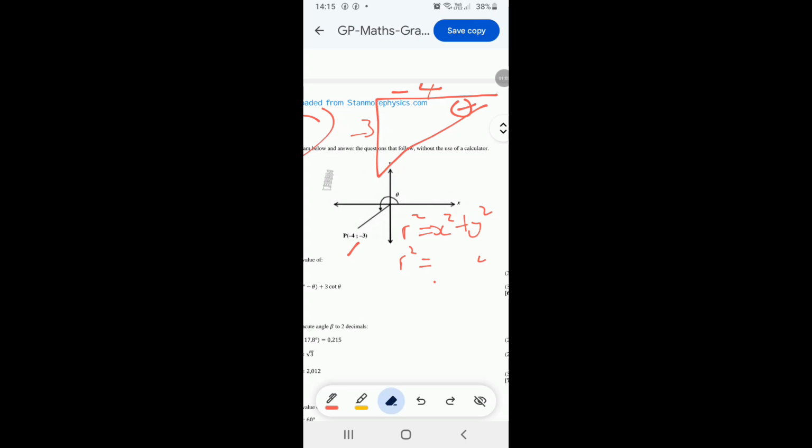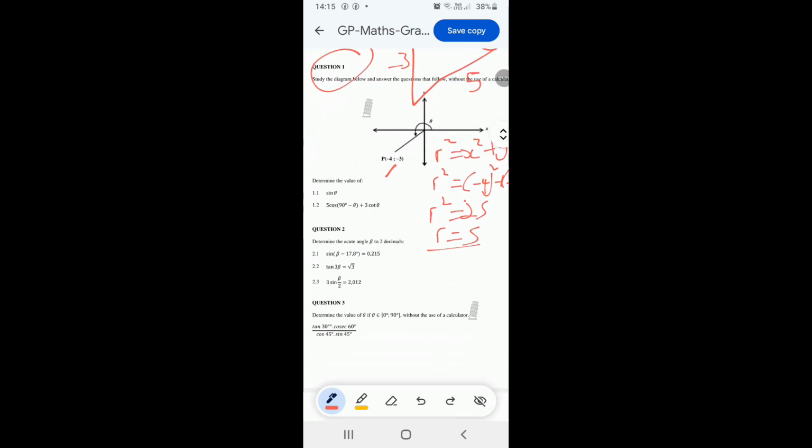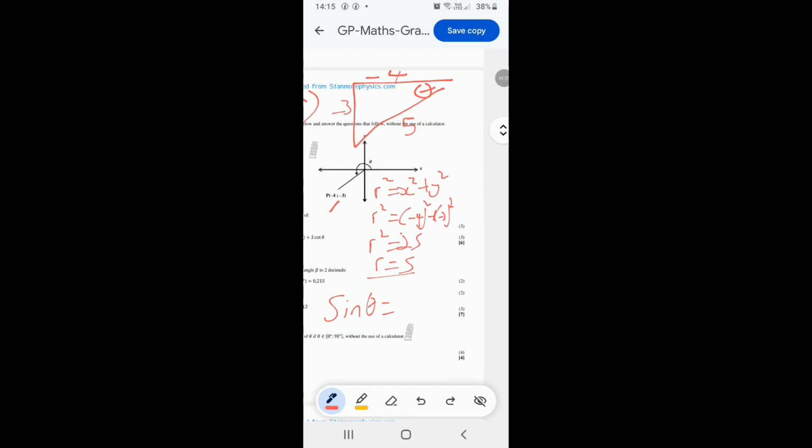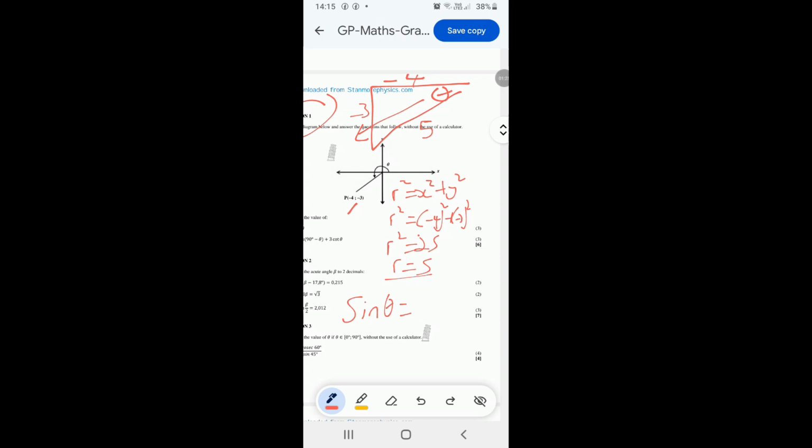Minus 4 squared, y is minus 3 squared. R squared is equal to 25, so R is 5 units. Hypotenuse is always positive. So what is my sine theta? Sine theta is opposite over hypotenuse, so the answer is minus 3 over 5.